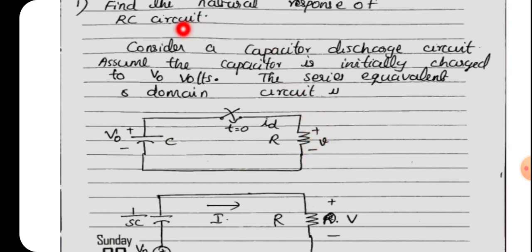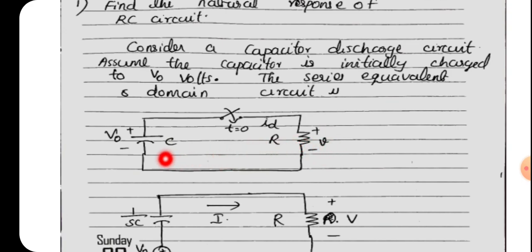So you are asked to find out the natural response of the RC circuit. Here the natural response is due to the presence of initial charge stored in the capacitor. Due to this charge there will be a current flowing through this circuit, and due to that current flow there will be some voltage drop across this resistor, and that voltage is the output in this case. So that is the response. So we have to find out the equation for this voltage V.